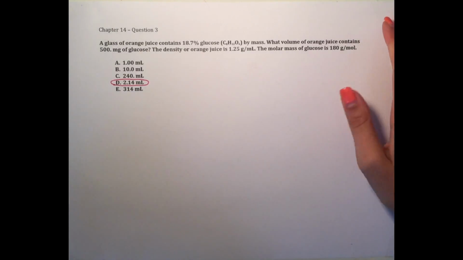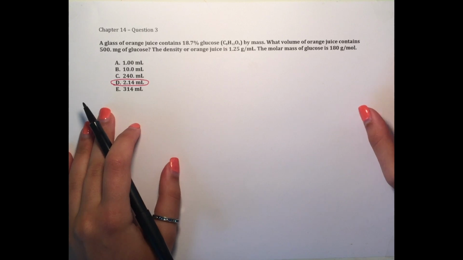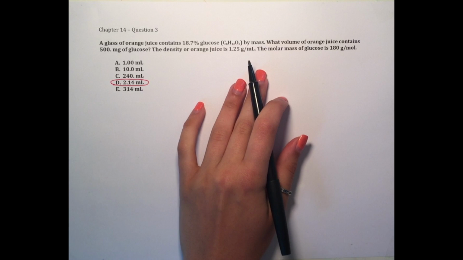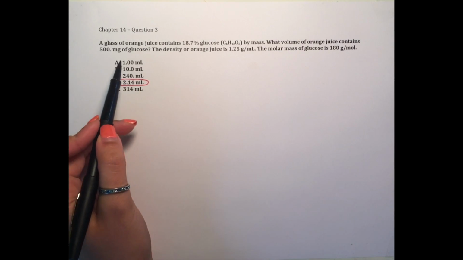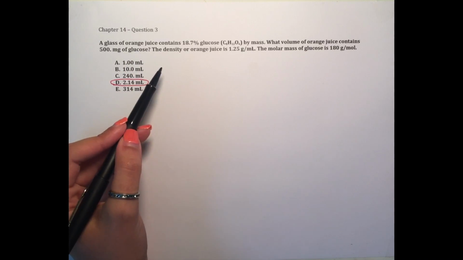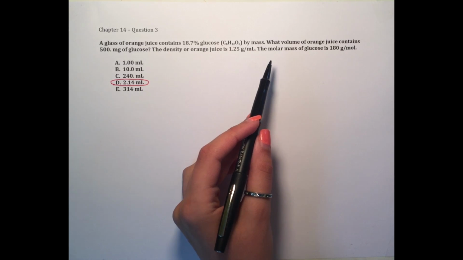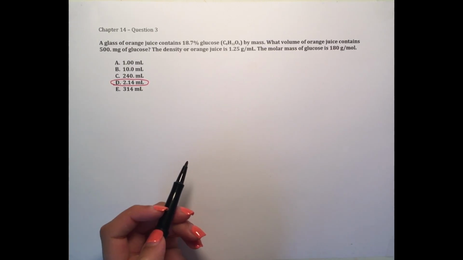And now I'll go about solving the question. So the question says, a glass of orange juice contains 18.7% glucose by mass. What volume of orange juice contains 500 milligrams of glucose? The density of orange juice is 1.25 grams per milliliter, and the molar mass of glucose is 180 grams per mole. So this is a lot of information we've been given in this question.